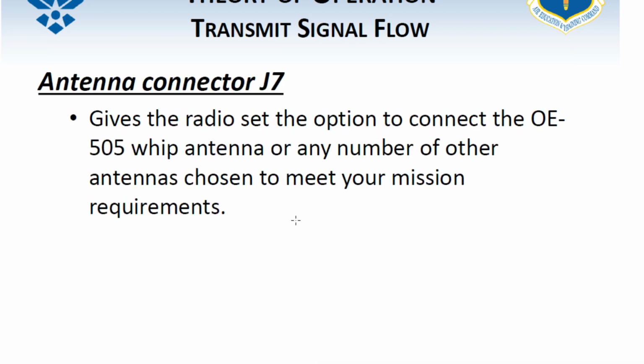And then there are a couple of different types of antennas we can use. One of the ones they always like to list is the OE505 whip antenna. There are, like it says, any number of other antennas that you can choose to meet your mission. For example, a NIVIS, a near vertical incident skywave antenna. That's a type of antenna. It's not a specific antenna like the OE505 is a whip antenna. It describes the pattern in which the antenna radiates. And you guys are going to learn more about antennas and radiation patterns in block 4.